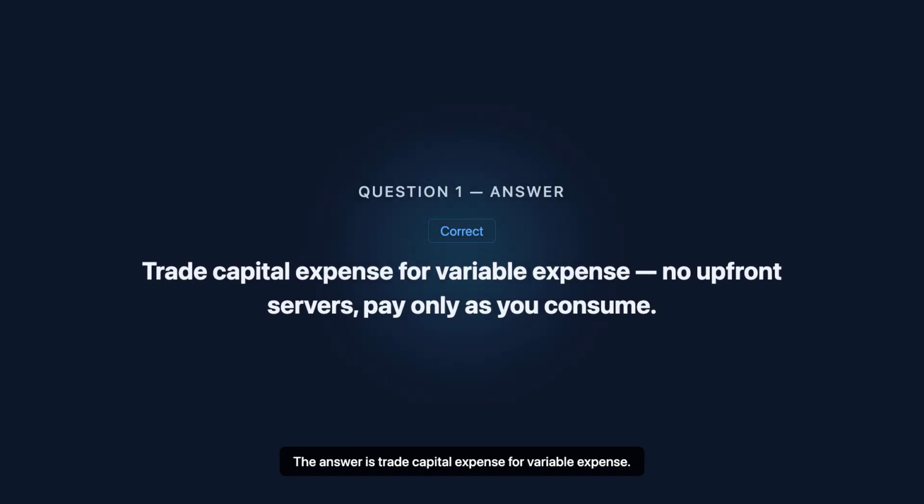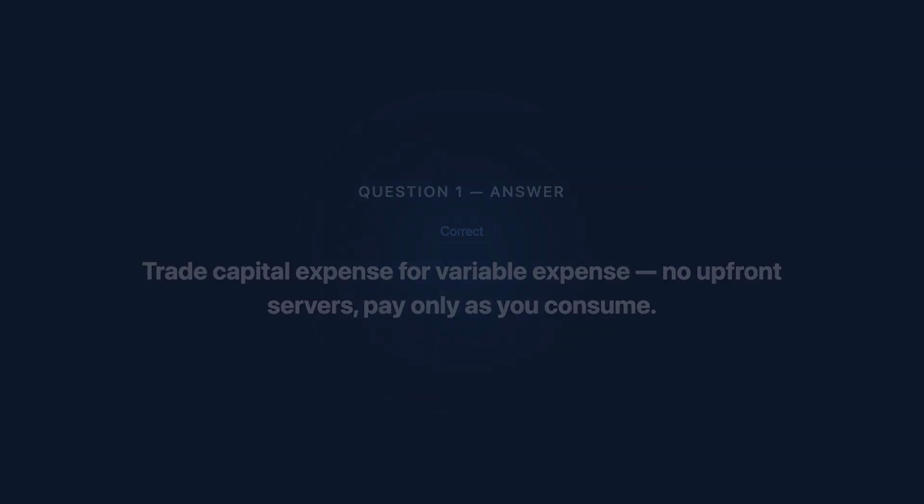The answer is trade capital expense for variable expense. Instead of a big upfront investment in hardware, you pay only when you consume resources, and only for how much you consume. Whenever a stem says no servers upfront and pay for what you use, that's this advantage.